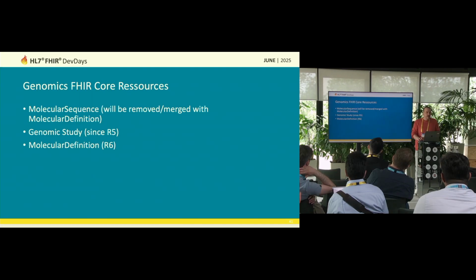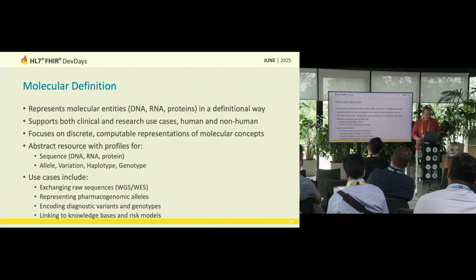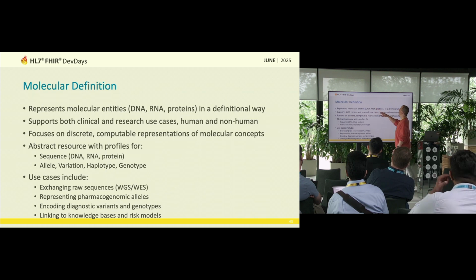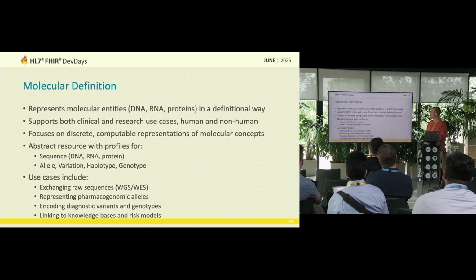We also had updates in the genomic FHIR core resources. Molecular sequence will be removed or merged with molecular definition. We have genomic study, I already told you that, and we have molecular definition as a new resource. Genomic study, I will skip. Molecular definition is a new resource meant to represent multiple different things, like DNA, RNA, proteins, in a definitional way. Because the observation is just the observation, it's not a definitional resource, it's not an observation definition. And to capture this, we will introduce, or we already introduced, molecular definition.